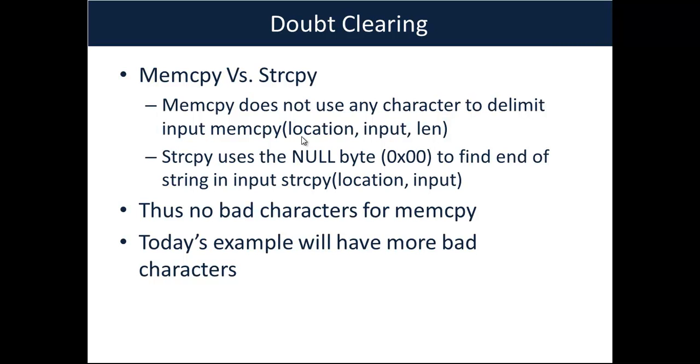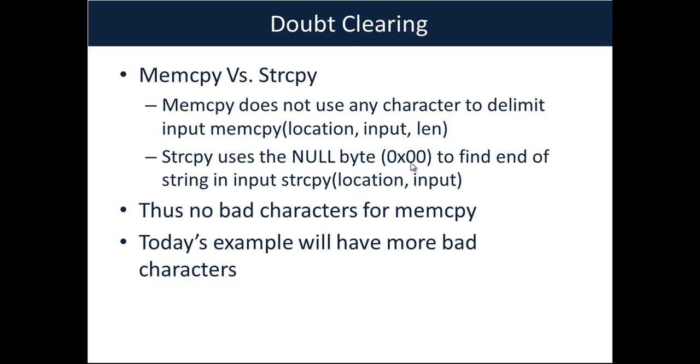So memcopy deals with memory locations and considers them just as single bytes, and the only way it decides how many characters to copy is by the length value. It is immaterial what characters are actually there in input. In contrast, strcopy uses the null byte, which indicates end of string. The null byte, as you know, is just a byte having value 0, and it uses this to decide how much of input to copy into location.